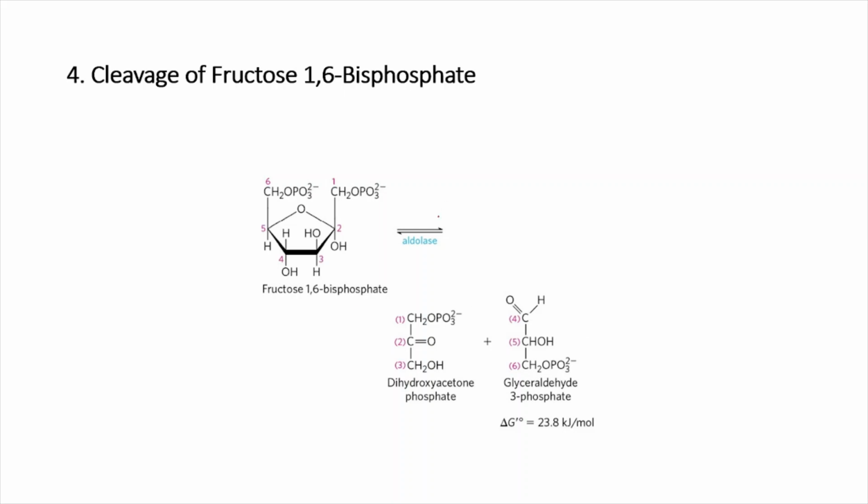The next step of glycolysis is the cleavage of fructose 1,6-bisphosphate into dihydroxyacetone phosphate and 3-phosphoglyceraldehyde. In the presence of the enzyme aldolase, fructose 1,6-bisphosphate undergoes reversible aldol cleavage to give the 3-carbon compound dihydroxyacetone phosphate and another 3-carbon compound, glyceraldehyde 3-phosphate. Note that carbon numbers 1, 2 and 3 of fructose 1,6-bisphosphate have been retained in dihydroxyacetone phosphate, and carbon numbers 4, 5 and 6 have been retained in glyceraldehyde 3-phosphate.